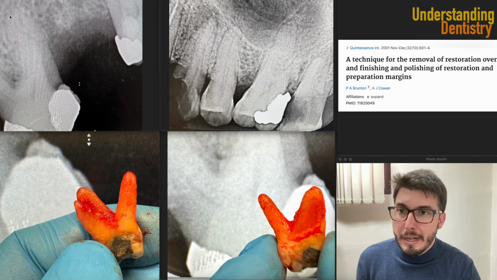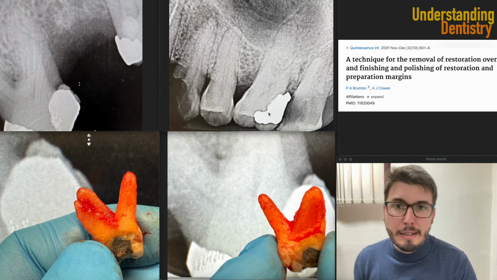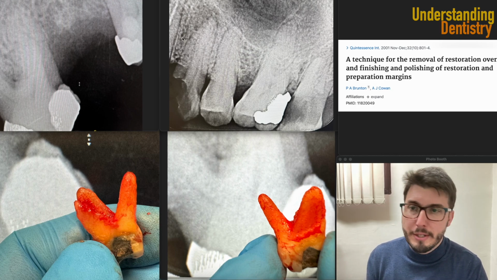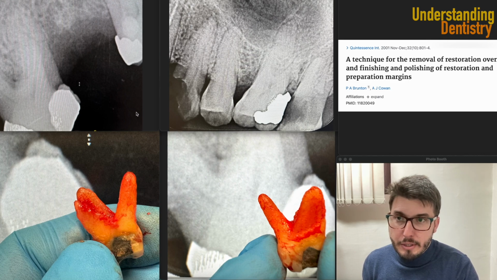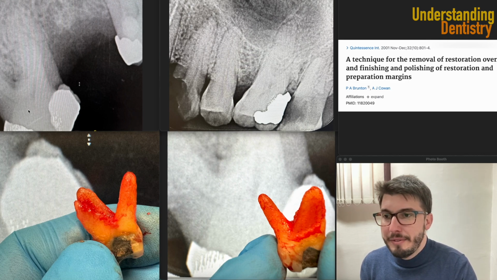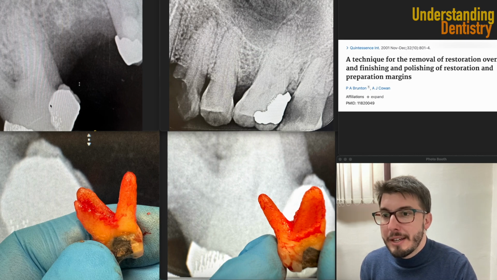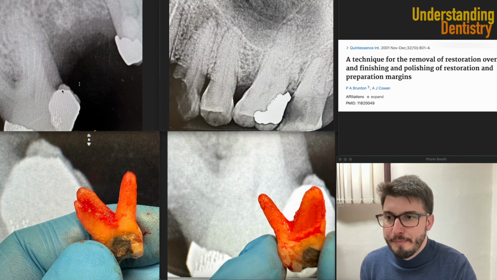This top left corner image here is the same case as the bottom images. It's actually the same case, but the upper right radiograph is a different region, of course. So this is the upper right quadrant of the patient, and we have this molar with two extensions of the restoration. So two class 2 restorations, if we can consider it like this.